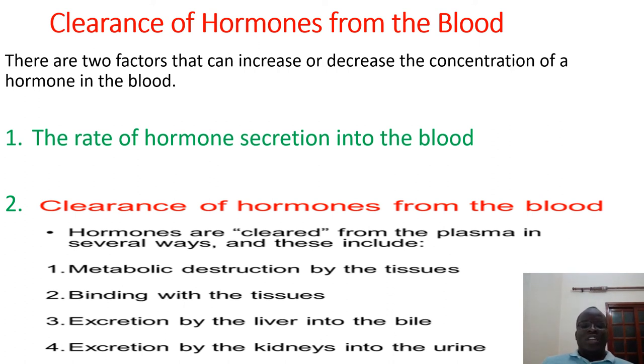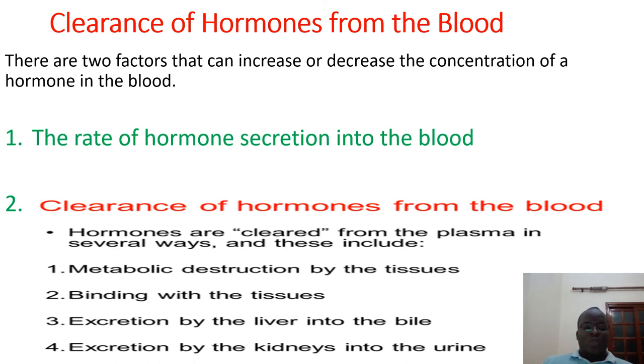Then you have excretion by the kidney into the urine. Some of the hormones will be broken down and filtered by the kidney, then they will be removed together with the urine. They'll be just part of the waste product within the urine after the destruction of these hormones. So these are the four ways in which hormones can be cleared out of the body. So the clearance of hormones from the body.